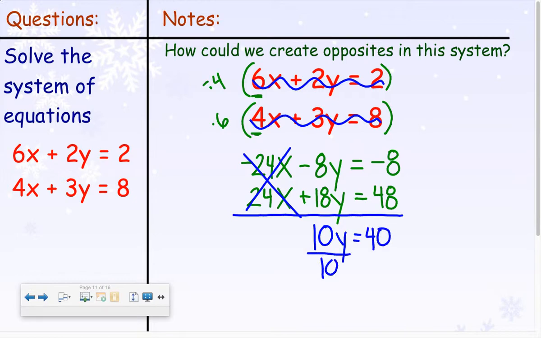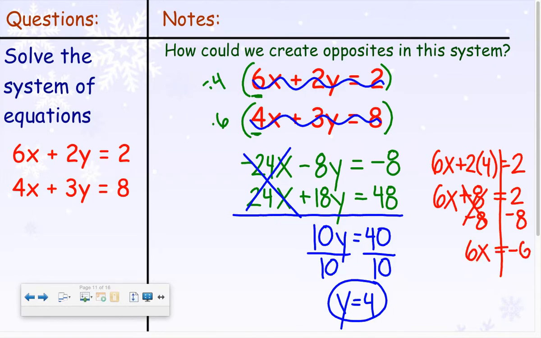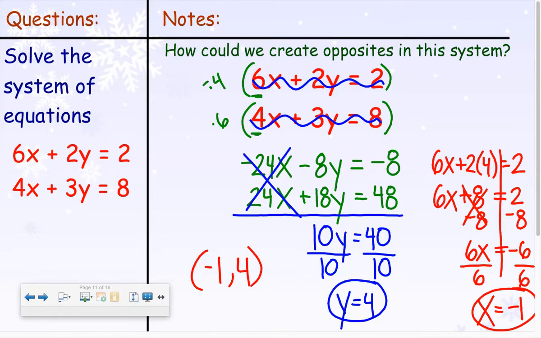Divide both sides by 10. And I have y equals 4. And I'm going to take 4 and plug it into my top equation. So 6x plus 2 times 4 equals 2. Minus 8 on both sides. Divide both sides by 6. And I have x equals negative 1. So negative 1, 4 is my solution.